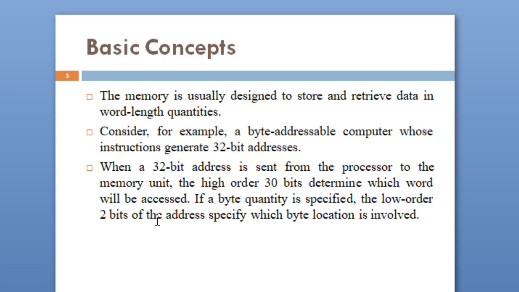The memory is usually designed to store and retrieve data in word length quantities. Consider, for example, a byte addressable computer whose instructions generate a 32-bit address. When a 32-bit address is sent from the processor to the memory unit, the high order 30 bits determine which word will be accessed. If a byte quantity is specified, the low order 2 bits of the address specify which byte location is involved, meaning from which byte location it has to be fetched.